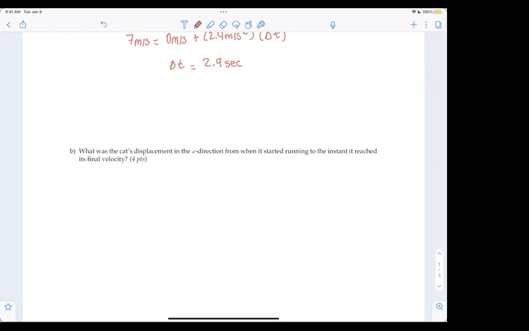So once again, we know that our vf was 7 meters per second. We have access to that. Vi is 0 meters per second. We have access to that. Acceleration is 2.4 meters per second squared, right? And then what else? And we know that the time was 2.9 seconds. Yep.